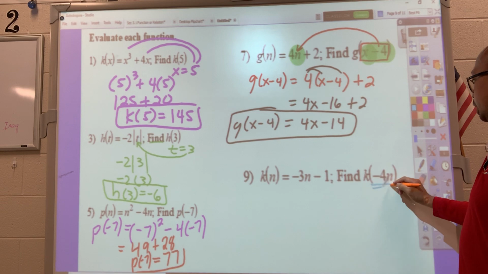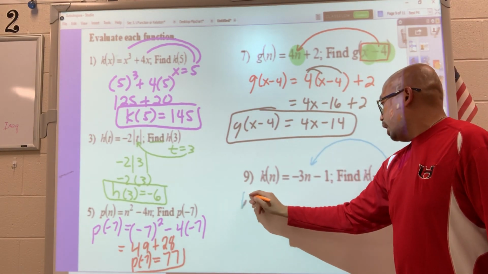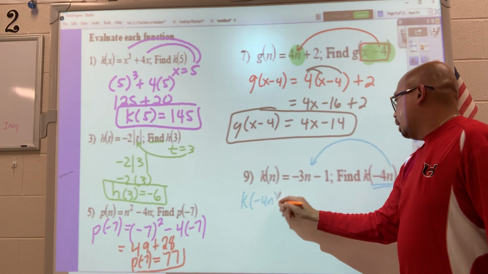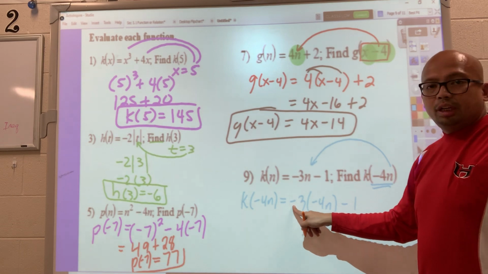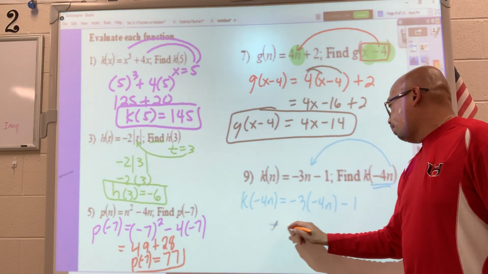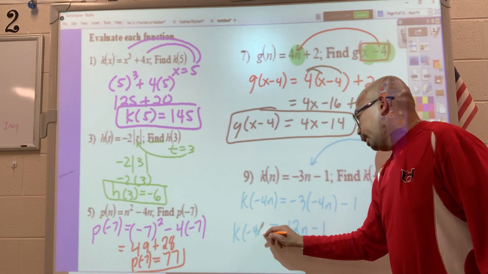Next, the expression here is negative 4n, so this negative 4n will be plugged in there. So k of negative 4n is equal to negative 3 times negative 4n minus 1. What's negative 3 times negative 4n? That will give you positive 12n minus 1. So that's your k of negative 4n.